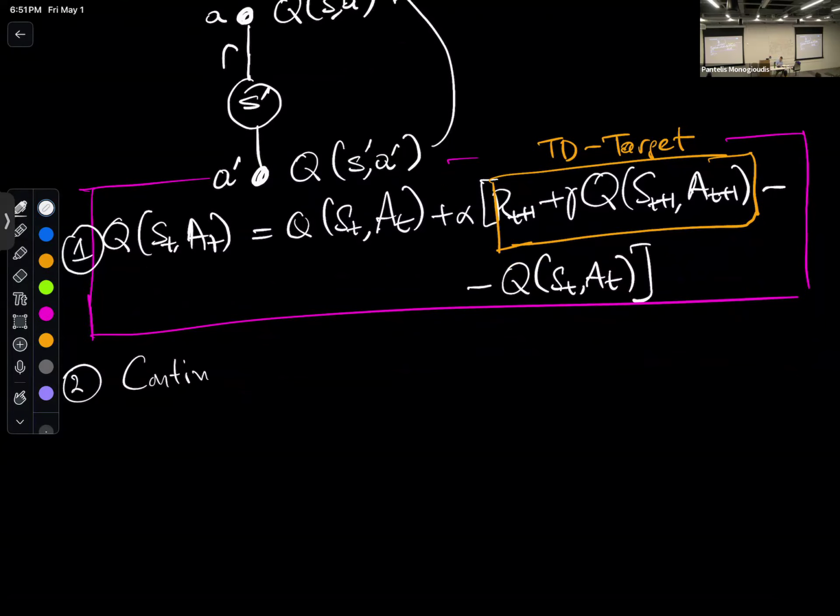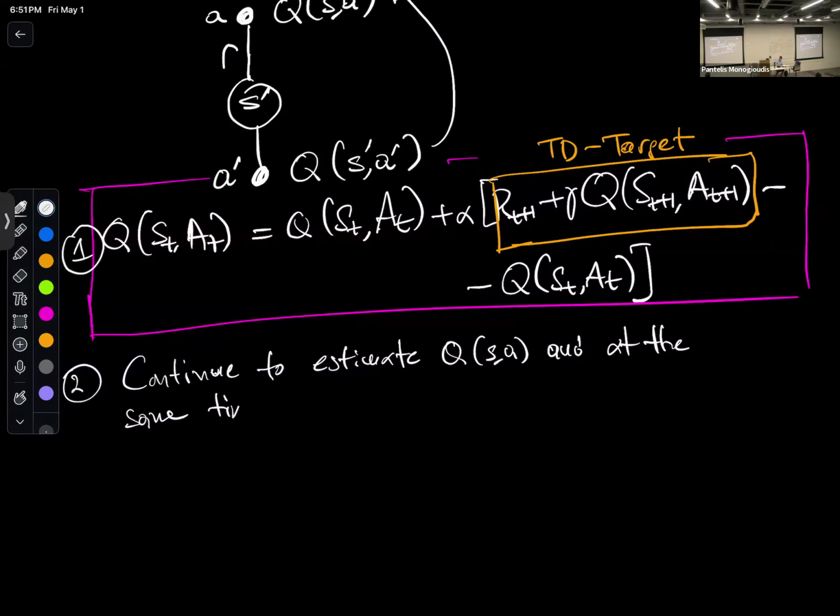The algorithm will continue to estimate Q of S comma A, and at the same time change the epsilon greedy heuristic.